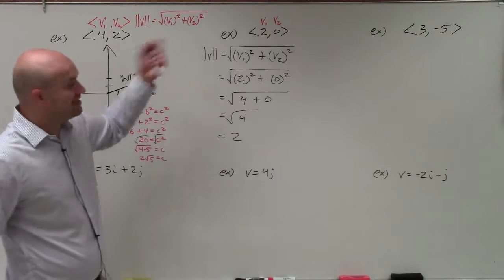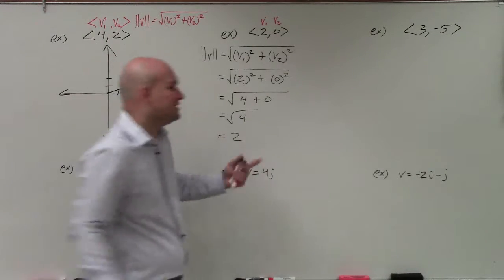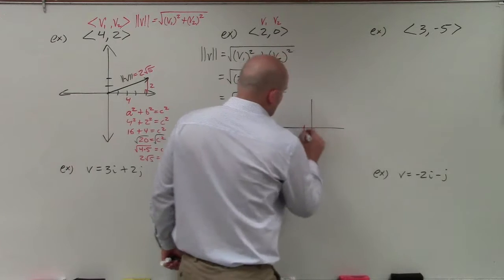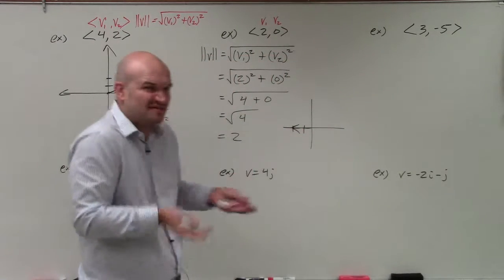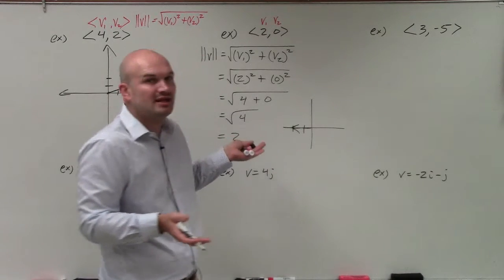So therefore, the magnitude of this vector is just 2. And if you look at this graph, if you remember this one, it was all going to the left. It didn't even create a triangle, right? It was just going 2 units to the left. So what is that distance? It's just 2 units to the left, right?